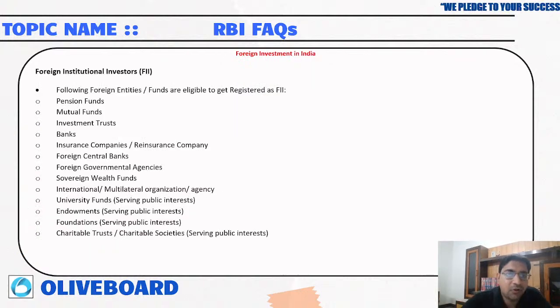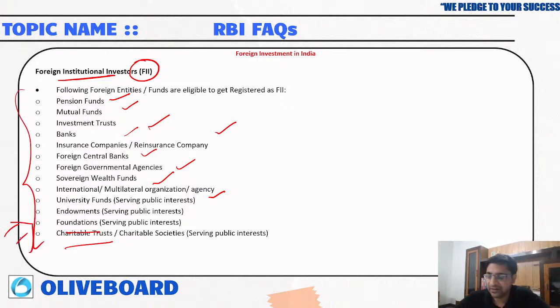Then, who are the FFIs, foreign institutional investors? They are pension funds, mutual funds, big funds, investment trusts, banks, insurance companies, foreign central banks, foreign government agencies, sovereign wealth funds, international multilateral organizational agencies, university funds, endowments, foundations, and charitable trusts. So from all these places, FFIs can invest in India.